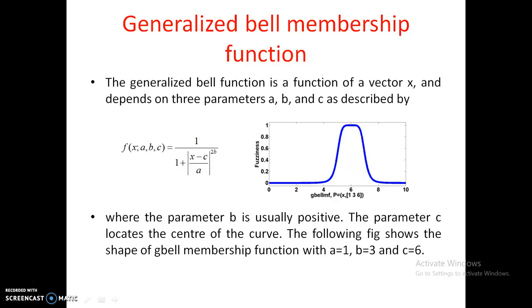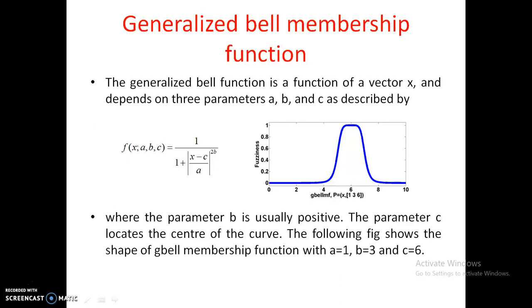Generalized Bell membership function. This is a different type of membership function and it is defined by a mathematical formula: 1 divided by 1 plus (x minus c divided by a) whole to the power 2b. The power applies only to the part (x minus c) by a, and that power is 2b. It looks just like a bell shape, so that's why the name comes like that.